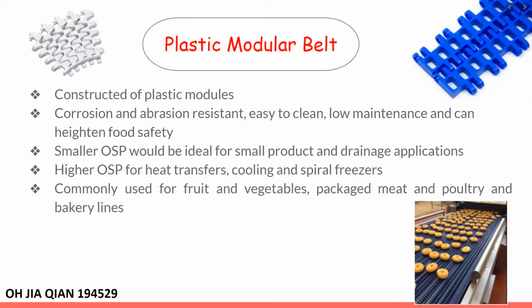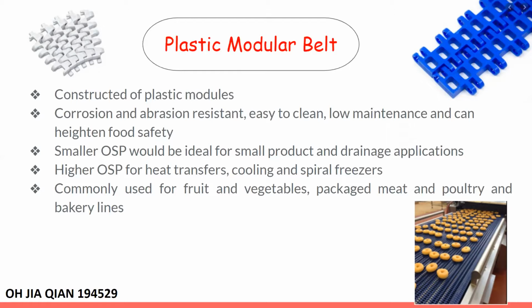Okay, so it's the plastic modular belt. It is constructed of plastic modules, and it is corrosion and abrasion resistant and easy to clean with low maintenance, so it can heighten food safety. In this type of belt, there is a high OSP and a small OSP. The smaller OSP can be used for small products and drainage applications, for example oily food, where they can drain the oil.